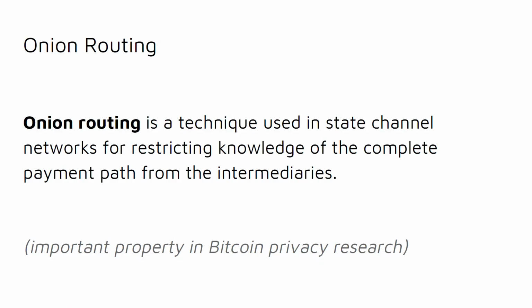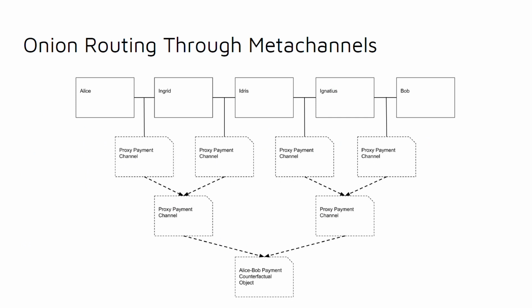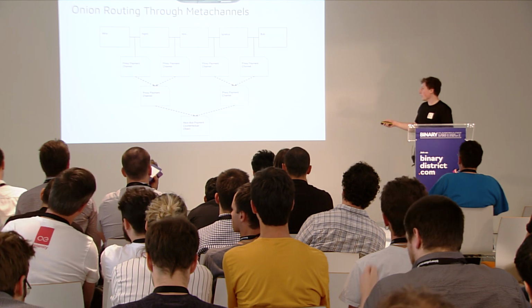Another thing to note is that onion routing basically comes for free in this approach. It's simply a matter of constructing those proxy payment channels in a slightly different manner. It looks a bit more like this, where instead of each proxy payment channel in the old design pointing to a single contract, they have a nested structure, such that each party, while off-chain, can only see the proxy payment of their partner. So in the Ingrid-Alice channel, they don't care what's going on over here. All they know is that Ingrid is going to pay out, and that's fine for them.